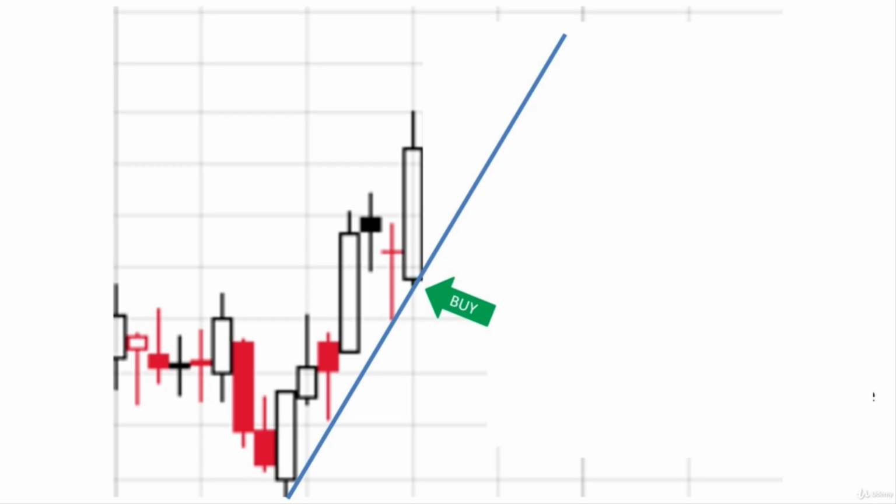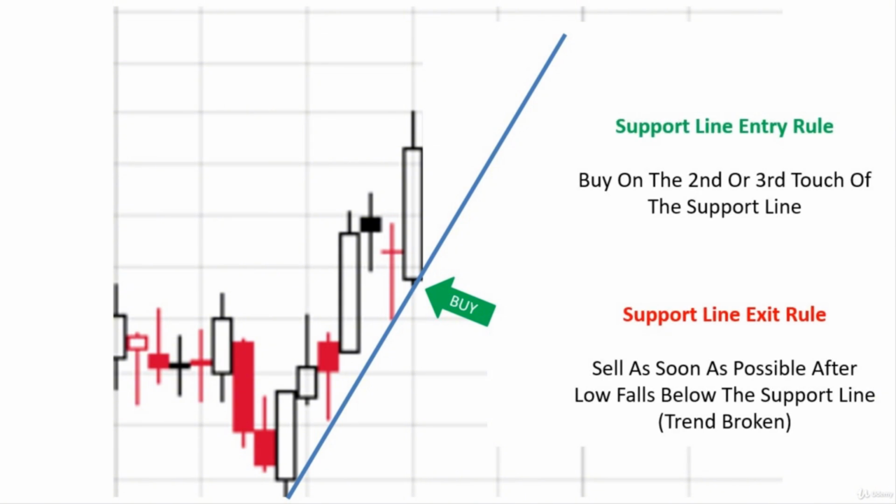A lot of people will buy on that second or third touch. That's the idea of when they're buying. And this will introduce us to our rules around how we trade around this. So this is how we draw it. Now how do we trade on this? There are 2 rules around this: the support line entry rule and the support line exit rule. The support line entry rule says that you buy on the second or third touch of the support line. Where I have the arrow here, you can see it's on the third touch. It could have been on the second touch or near touch of that support line.